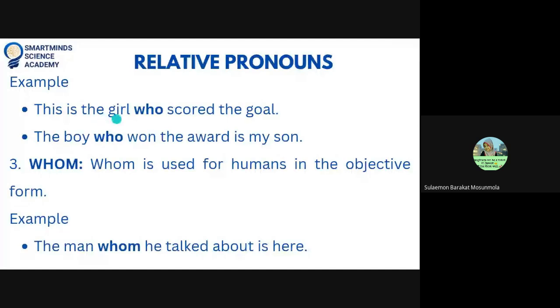We said the subject is the performer of an action, the doer of an action, or the person or thing being mentioned, being talked about in a sentence. Now, who scored the goal in this sentence? It is the girl. So who is the relative pronoun connecting the independent and dependent clause together. Now, your relative pronoun is going to introduce a dependent clause.